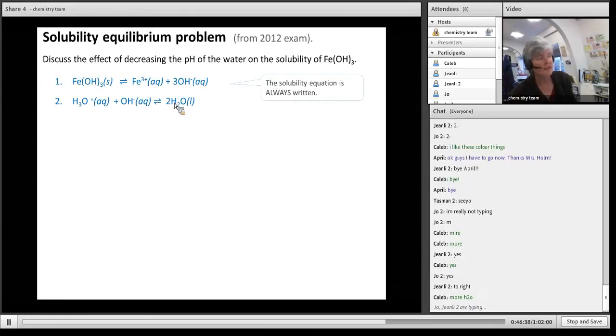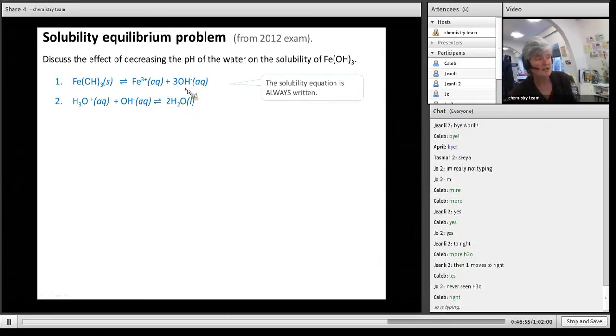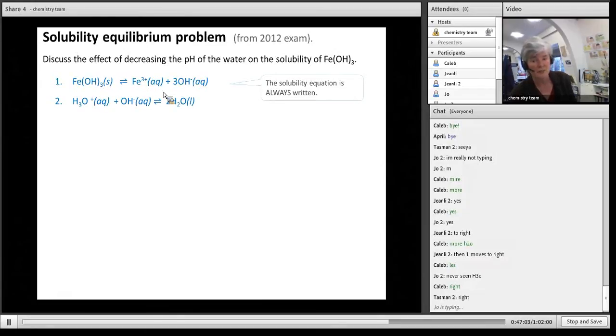Towards the right. And if it goes towards the right to form more H2O, what's going to happen to my concentration of OH minus? It's going to be less. And so if this is less, then I've added a stress to this system. So if this decreases, which way is this equilibrium position going to shift to try and relieve that stress? It's going to go to the right, and so it's going to dissolve more. Okay, so you would have to discuss those things.